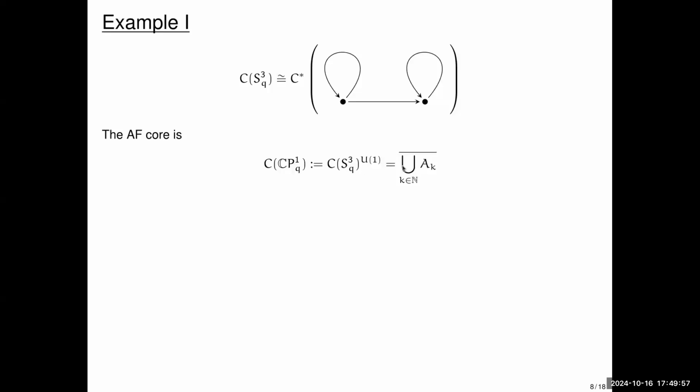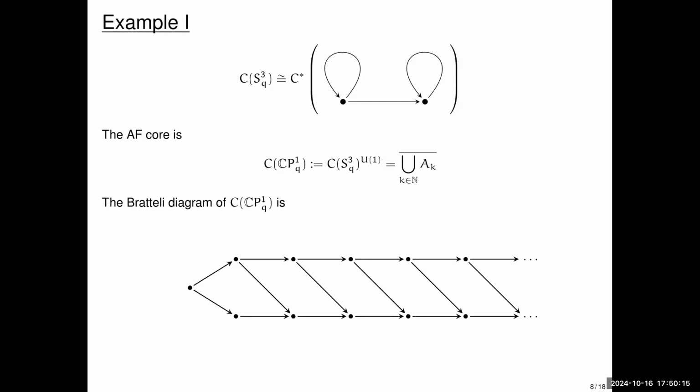And this is an AF algebra, so it is inductive. In fact, you can write it explicitly as the closure of a union of subalgebras, where each A_k is a subalgebra, and they are one inside the other: A_k is inside A_{k+1}. Well, you can even write the Bratteli diagram of this AF algebra. It's not very difficult. Okay, so this is the Bratteli diagram. Given the graph, you can construct the Bratteli diagram by looking at the proof in Raeburn's book that the core is AF. And in this proof, you can really see what these subalgebras are and what the inclusions are.